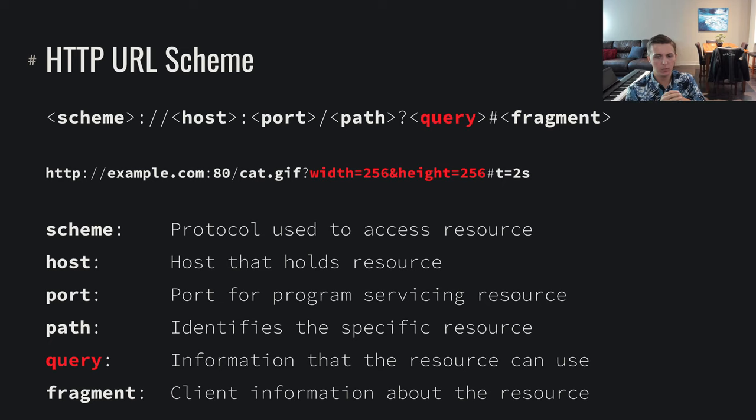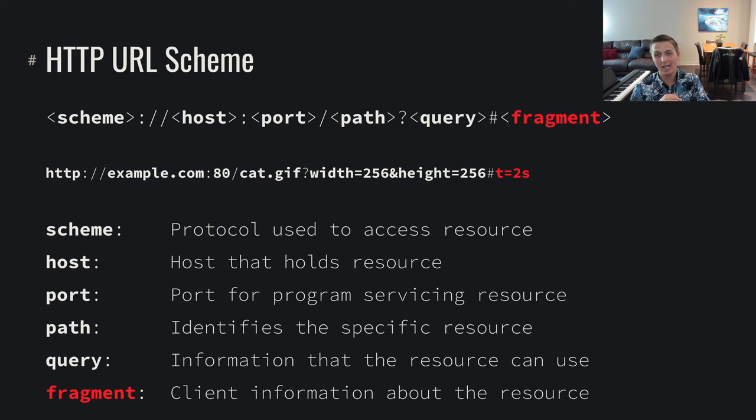So again, this is information that the resource can use for figuring out a little more information about that resource. And then the last thing is the fragment. The fragment actually isn't sent out in our networked request. It is client-specific information. The programs that we're interacting with, for instance our web browser facilitating this request, might want its own information. So let's say we pass this link along to someone else, and we're specifically interested in this cat.gif at the 2 second mark within the GIF, and we don't want them to see the first 2 seconds. Well, we can pass along this full URL with client-side information.